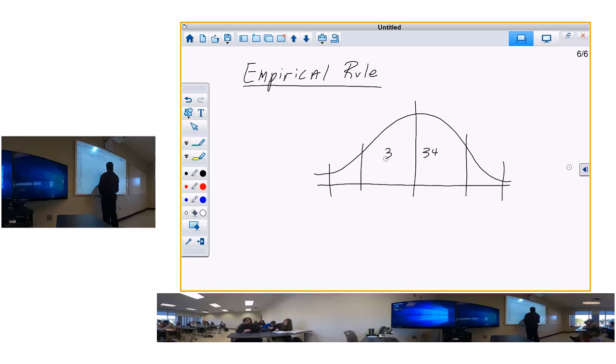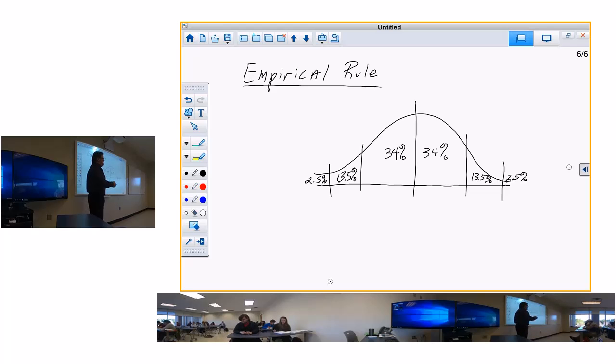34%, 34%, 2.5%. I always forget this one. I think it's 13.5. 2.5% and 13.5%. Somebody check that. 13.5%. Somebody find it in your book, please.